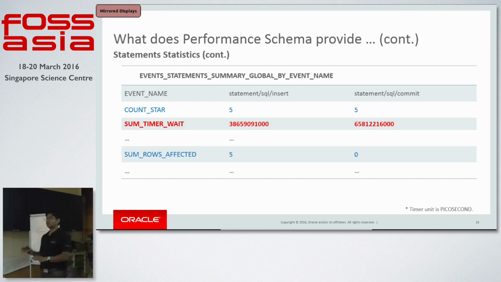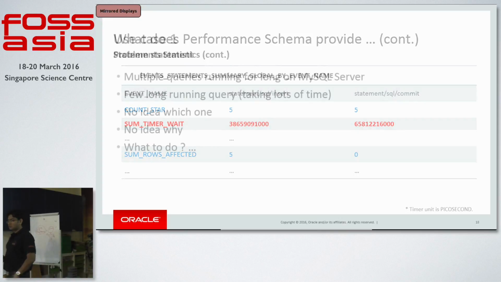So it doesn't matter from what thread the statements are coming from, it will aggregate the statistics. So we can see on the MySQL server, till now, a total of 5 insert statements have been executed, a total of 5 commit statements have been executed, and just the time taken by these statements. Okay, so now you know what all information, or the glimpse of the information, which we can get from performance schema. Let's go to the use cases.